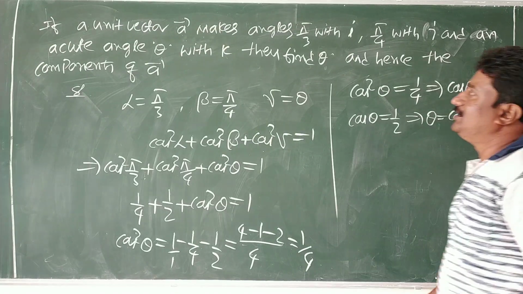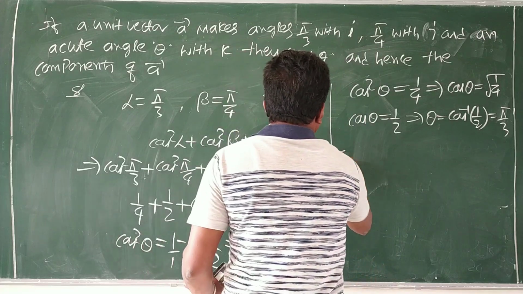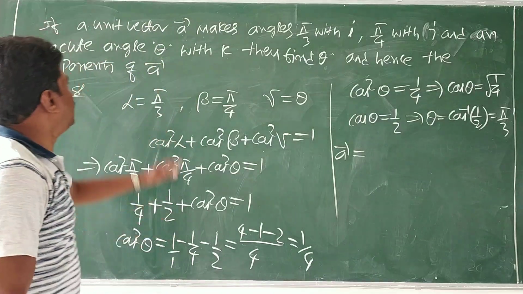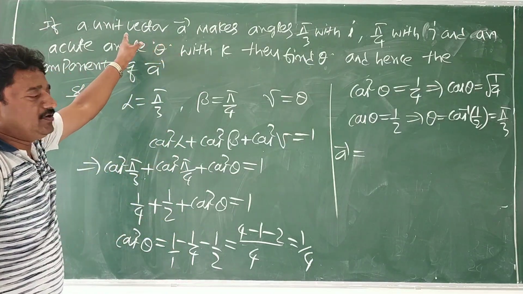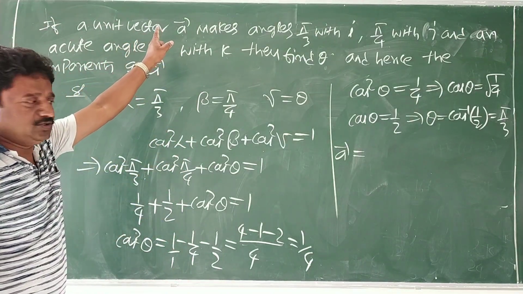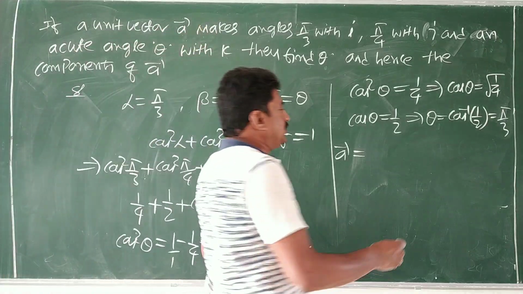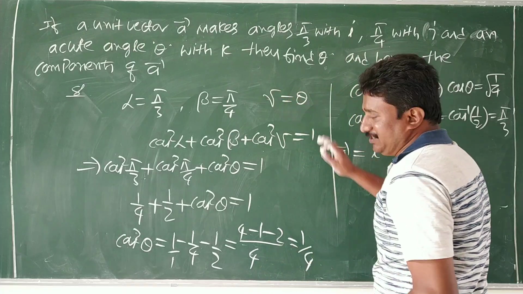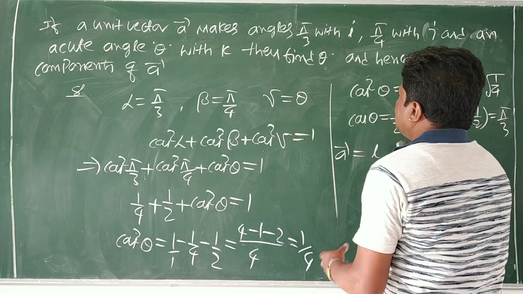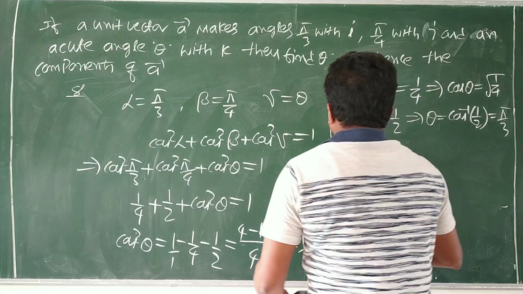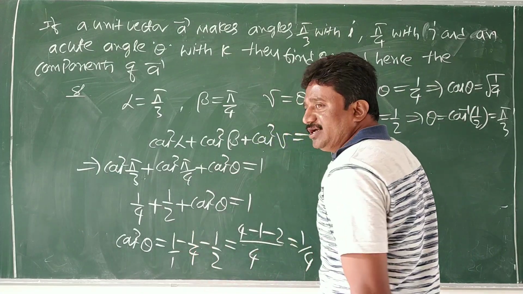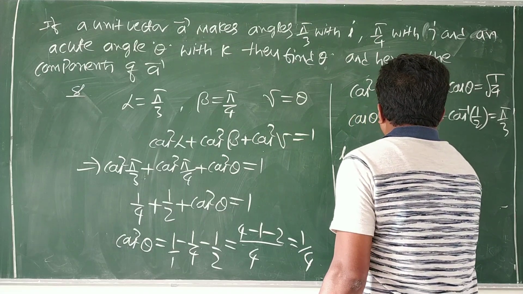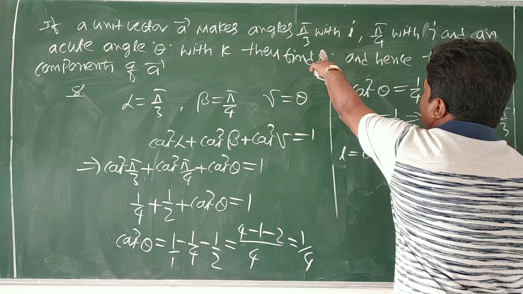Now let's write vector A. Since vector A is a unit vector, you should write it in terms of L, M, N and hence find the components. It is not asked to find vector A itself, just the components. L equals cos alpha. Tell me the alpha value, pi by 3.